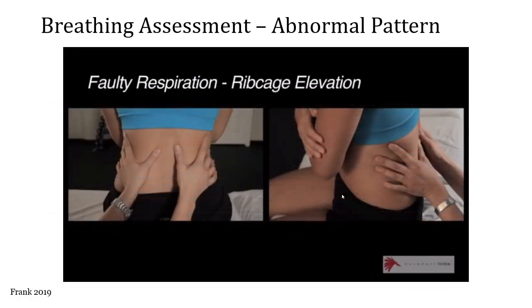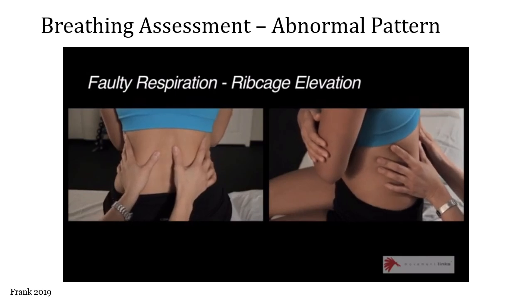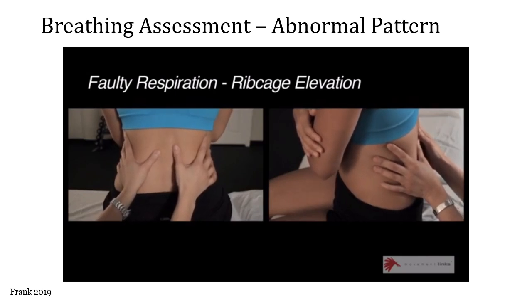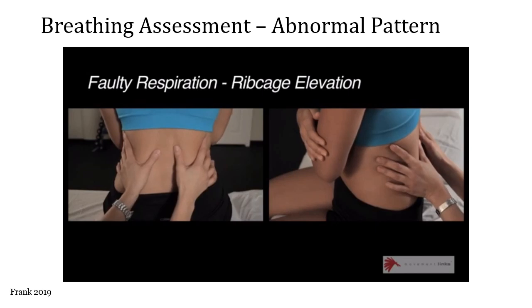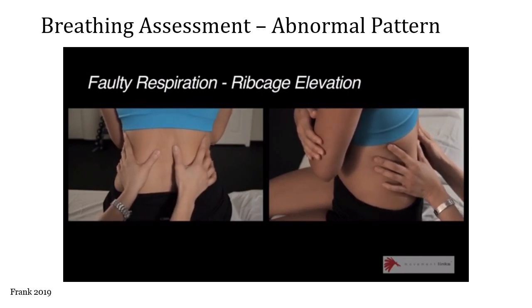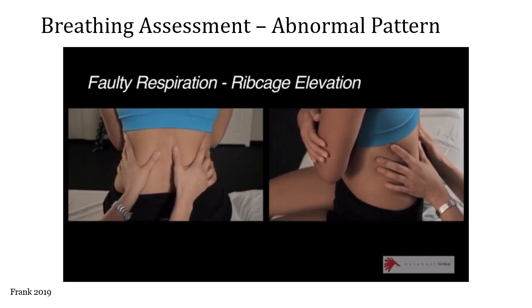Okay, same faulty movement pattern with rib cage elevation. Close-up shot demonstrates a faulty respiratory movement test with chest and shoulder girdle elevation. Observe my hands on her lower costal ribs moving in an upward direction, indicating dominance of accessory muscles over the diaphragm during respiration.